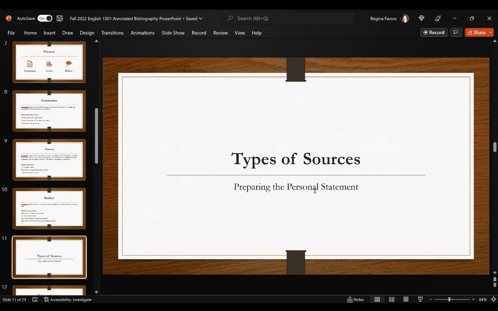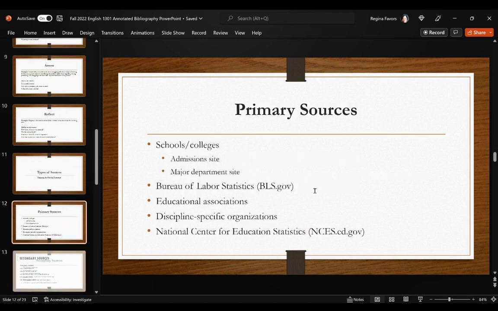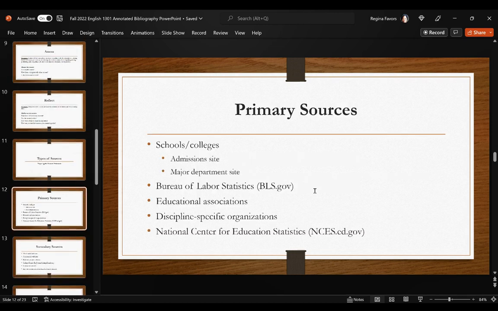So then, types of sources when you are preparing the personal statement is information that you want to make sure you understand the difference between, which is primary and secondary sources. So we understand that primary sources are schools, colleges, admissions sites, major department sites. So when you are searching for information, you're going to spend time in two different places, and take some time to review the searching school information tutorial for more information. You're going to spend time on the admissions site and then the major department site.